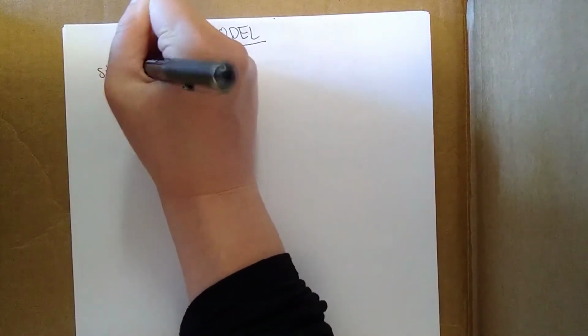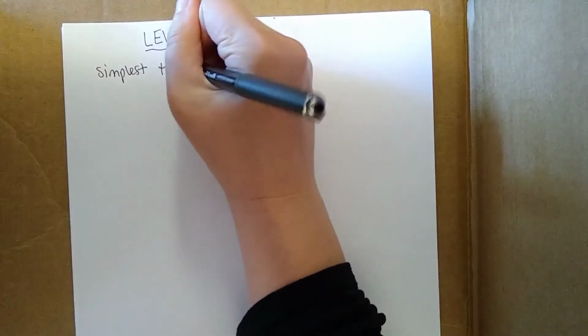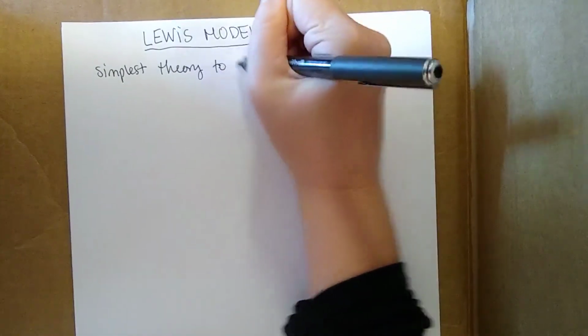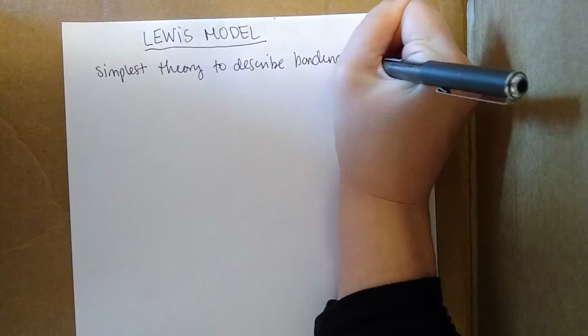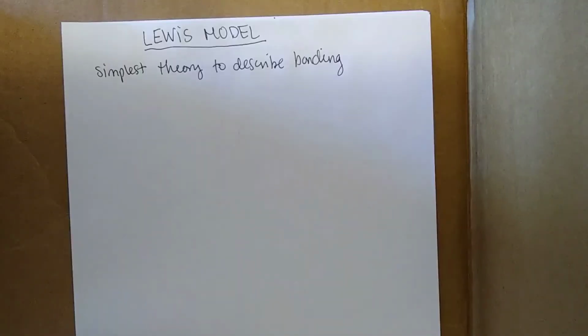All right, so let's begin talking about this idea of Lewis theory. I'll remind you that this is the simplest theory to describe chemical bonding. And the reason it's so simple is because it's very qualitative. It can be done on a scrap of paper, on a napkin. You can just draw them on your notes.